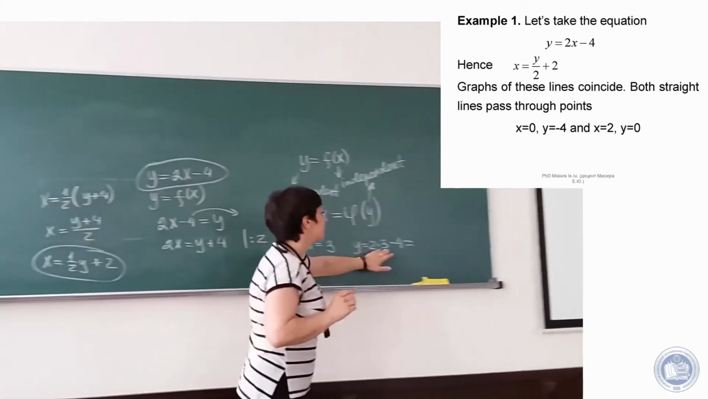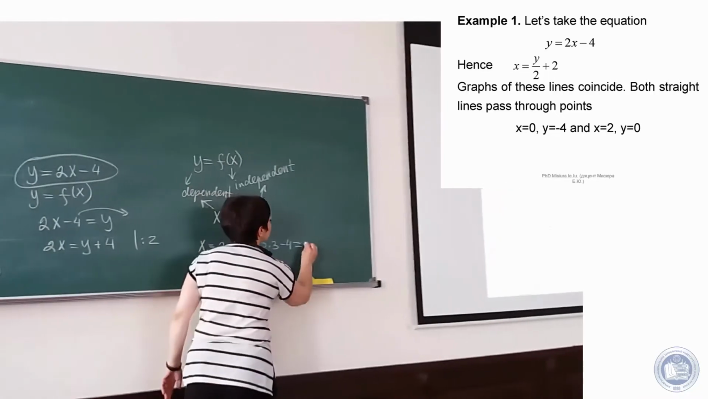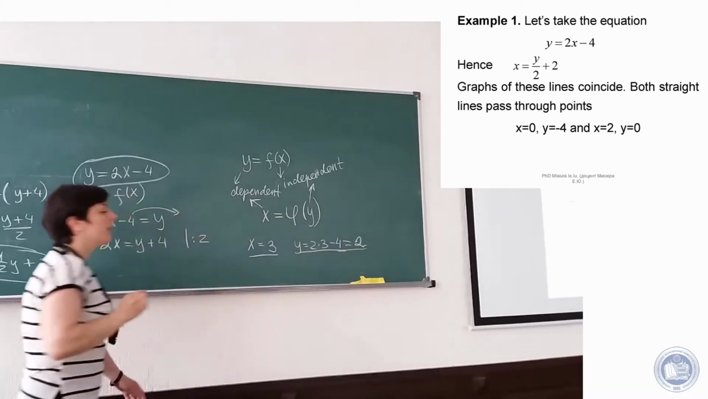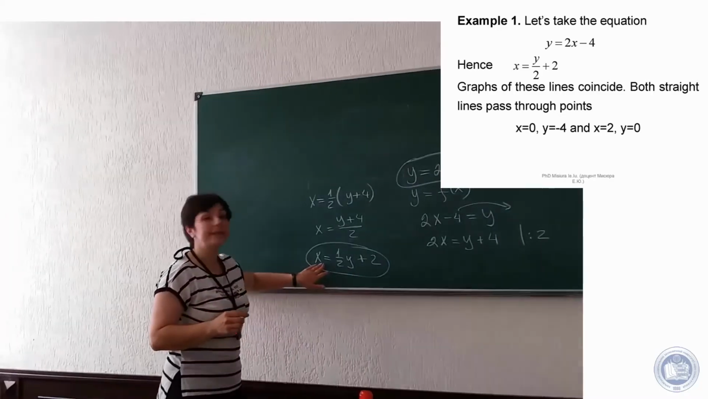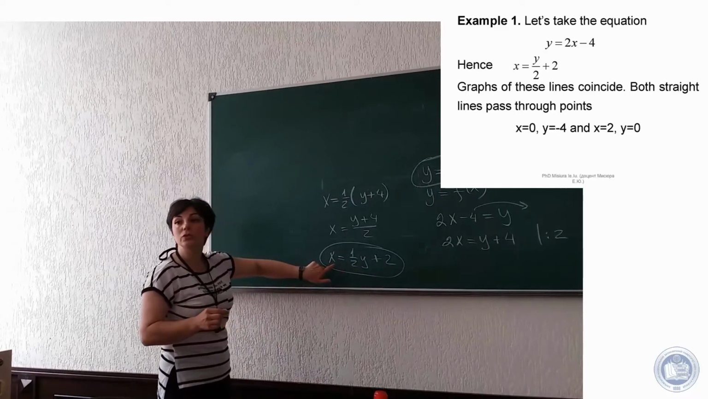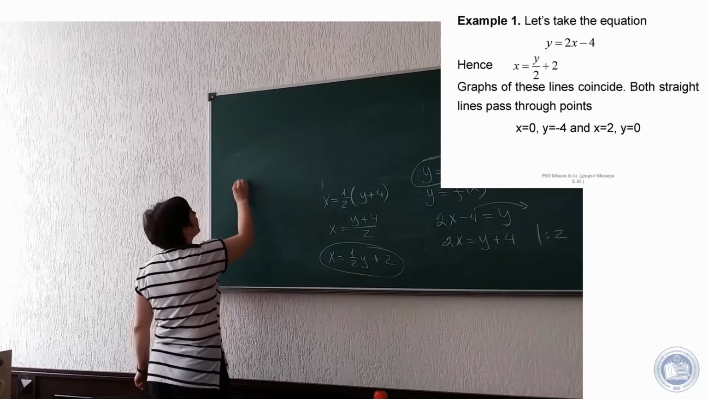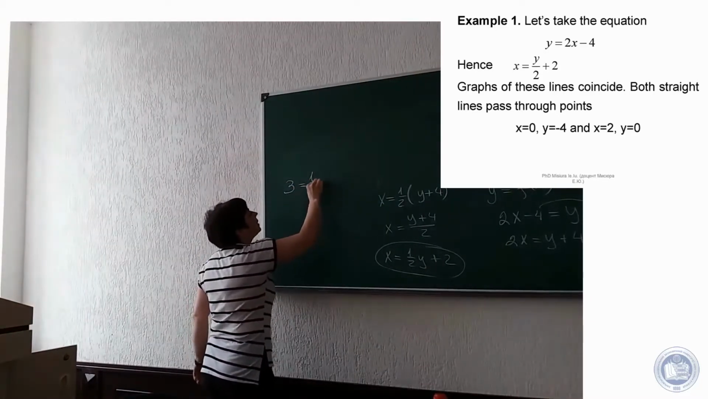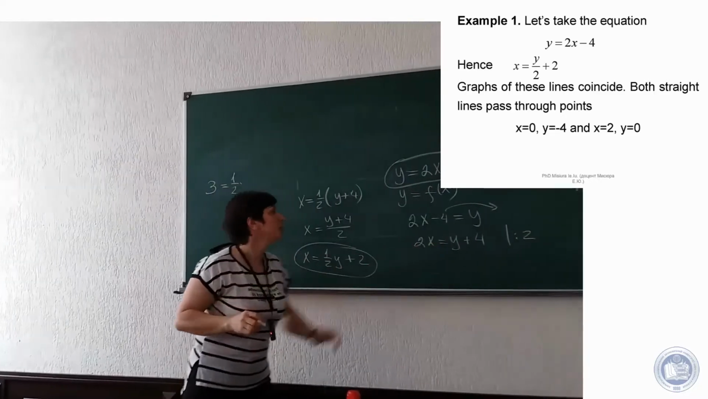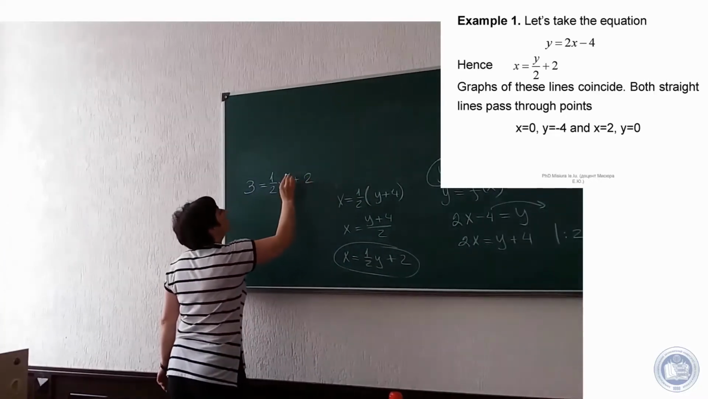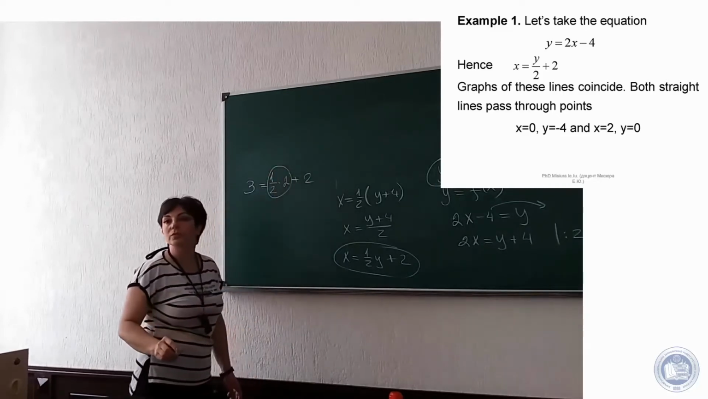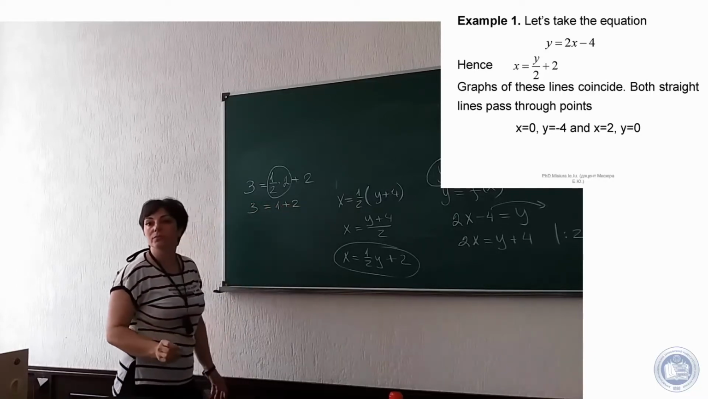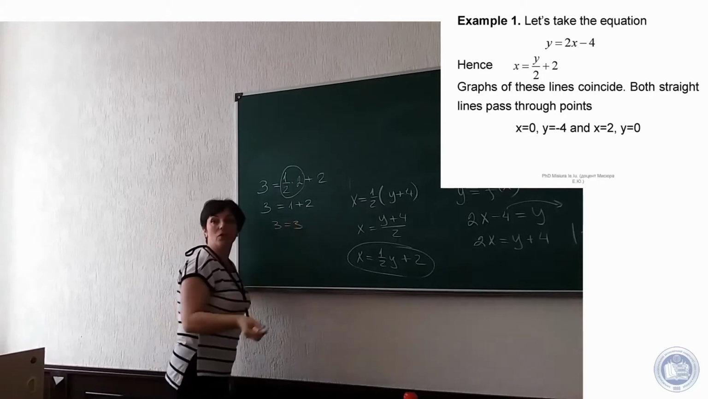Okay, 2 times 3 equals 6. 6 minus 4 equals 2. Okay, we have this point. Y equals 2, x equals 3. Is it correct or not? Let's check. Let's substitute into this formula. X equals 3. We have 3 on the left. Agree? 1/2 times y. What is y? Y is 2. Students, 1/2 multiplied by 2, what is it? It's 1, yes? And we have 3 equals 1 plus 2. Is it correct or not? Okay. Is all clear?